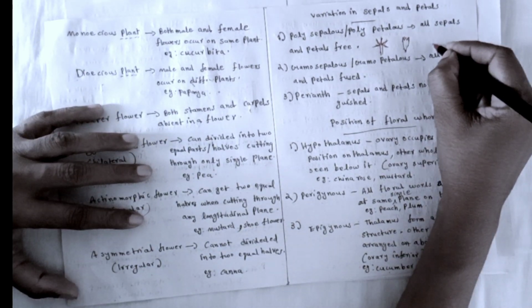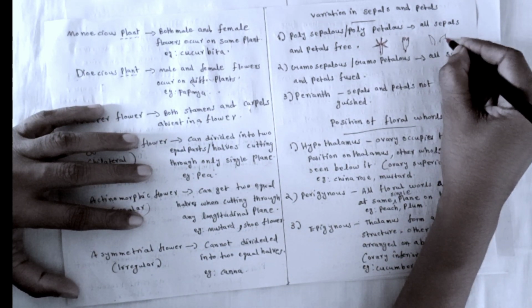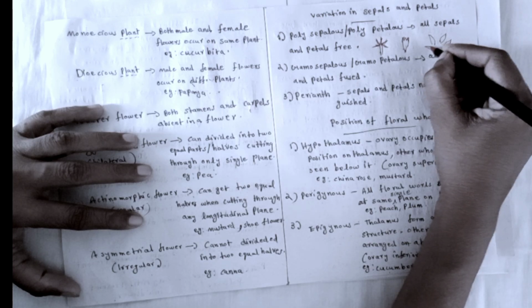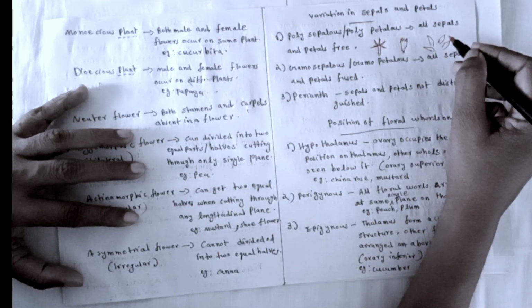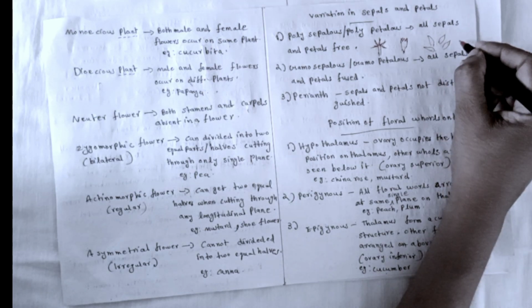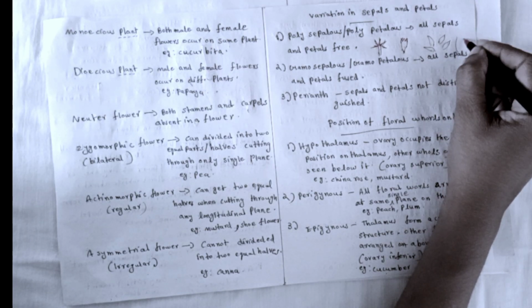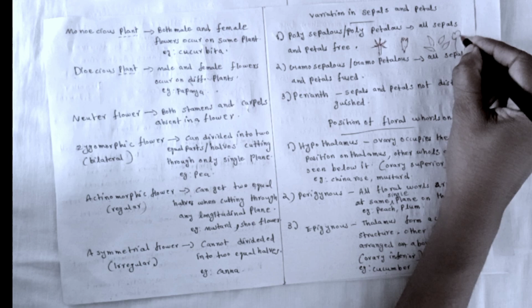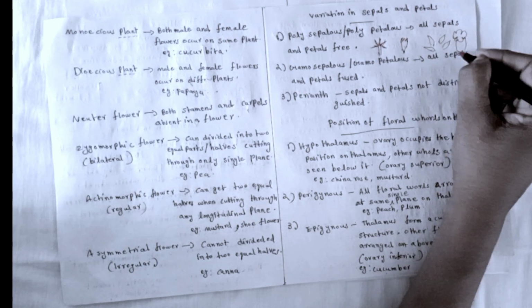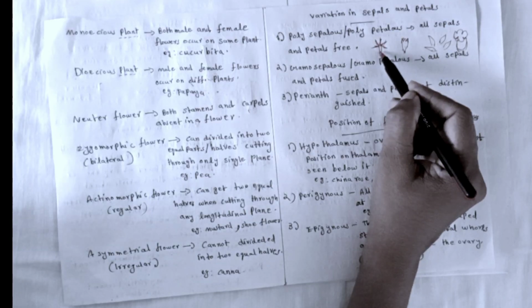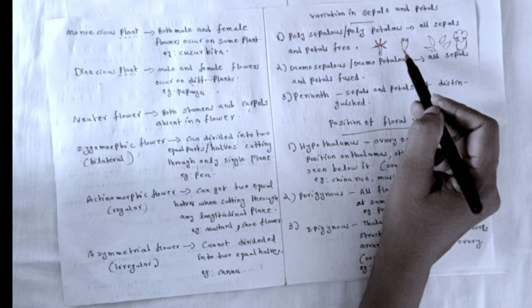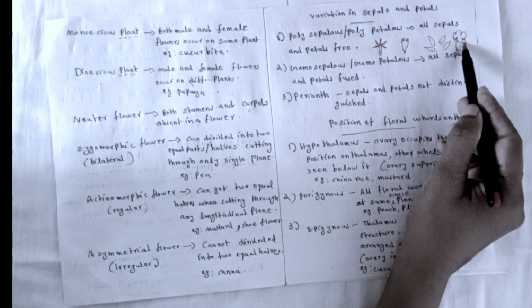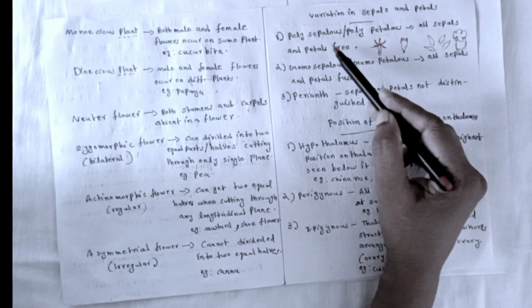Then petals. If all petals are free, such a case is known as polypetalous case, but in some cases all petals are fused. Such a case is known as gamopetalous. This is polysepalous, this is polypetalous, this is gamosepalous, this is gamopetalous.